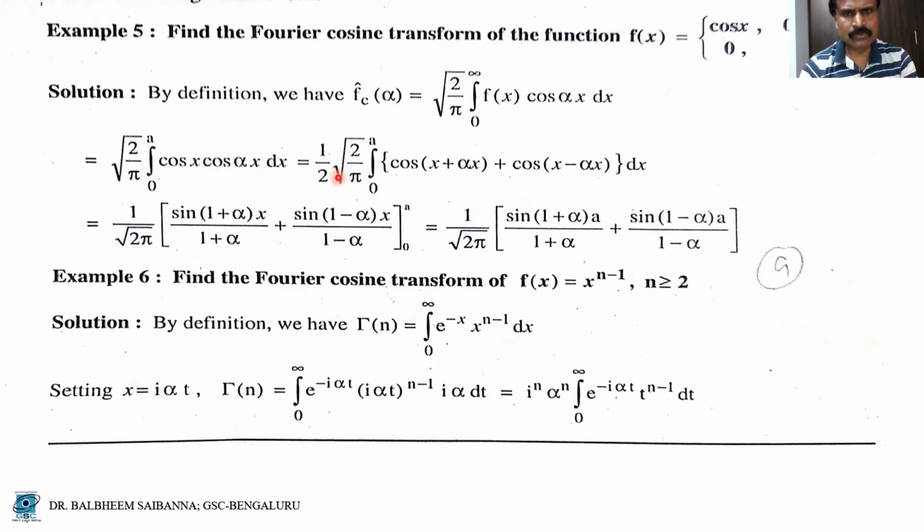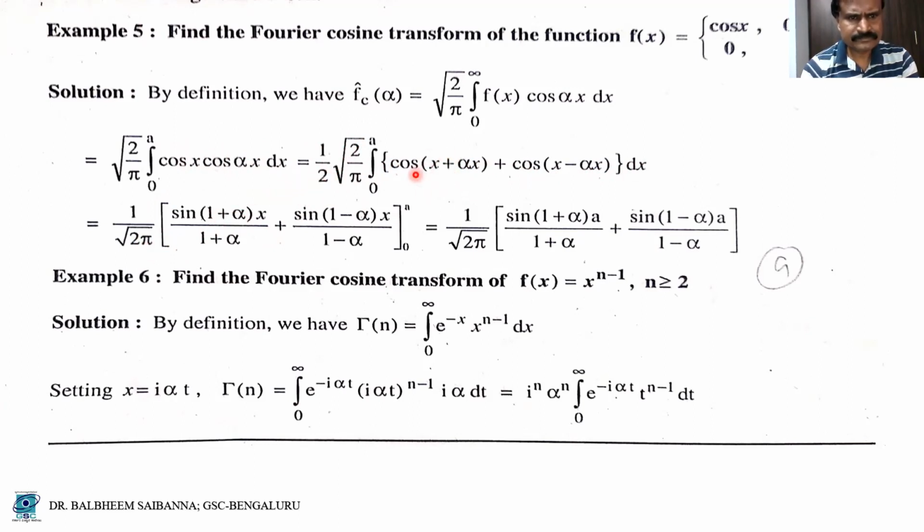Using the cos a cos b formula, which is 1 by 2 times cos of a plus b plus cos of a minus b, we write 1 by 2 cos of x plus alpha x plus cos of x minus alpha x dx. Simplifying, 1 by 2 into root 2 by pi gives 1 by root pi, because root 2 gets cancelled.